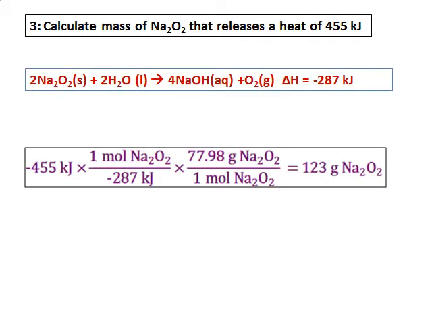Since they are asking you for the mass, start with the heat which is given. Since they say the heat is released, it will be negative 455. Convert that into moles of sodium peroxide using the delta H value given in the equation. Then, once you know the moles of sodium peroxide, use the molar mass of sodium peroxide and get the value of grams of sodium peroxide, Na2O2.